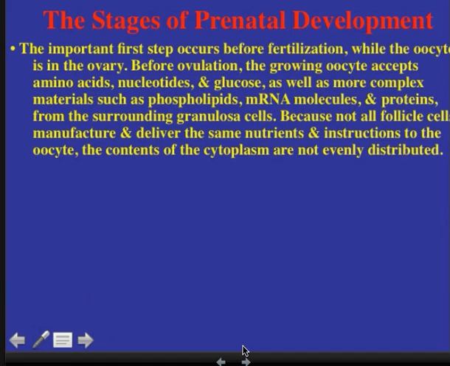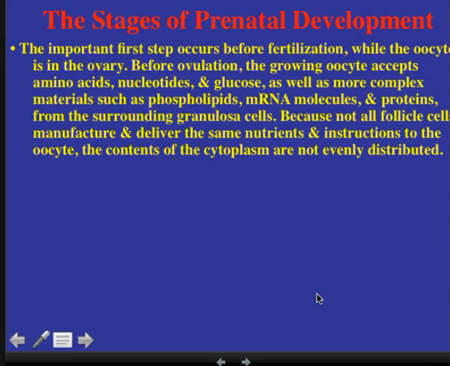The important first step occurs before fertilization, when the oocyte's in the ovary. Before ovulation, the growing oocyte accepts amino acids, nucleotides, and glucose, as well as more complex materials such as phospholipids and message. There you go, okay, right there. You're bringing in some message. And proteins, which are the tools that allow us to read the information in the nucleus, and also, in some sense, direct how and where those messages are used.